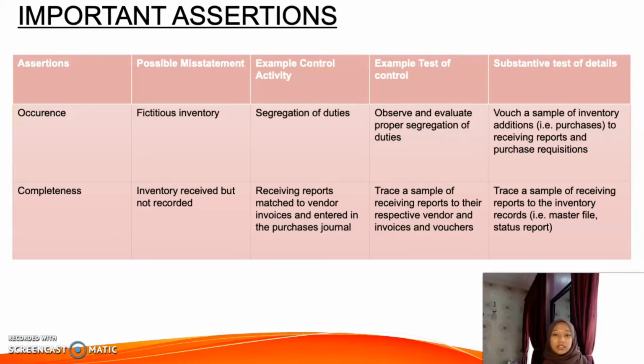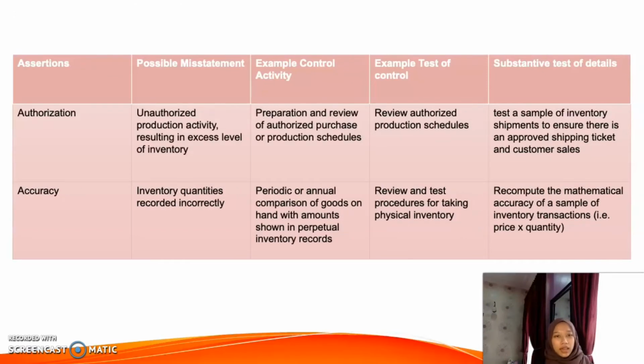Moving on to the second session, which is completeness. The possible misstatement is inventory received but not recorded. So the internal control is by receiving reports matched to vendor invoice and entered in the purchases journal. And the test of control is by tracing a sample of receiving reports to their respective vendor invoices and voucher. And the substantive test of details is trace a sample of receiving reports to the inventory records, such as master file. So moving on to the next slide.